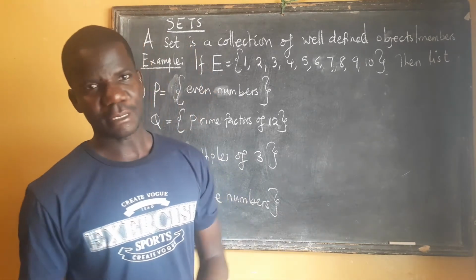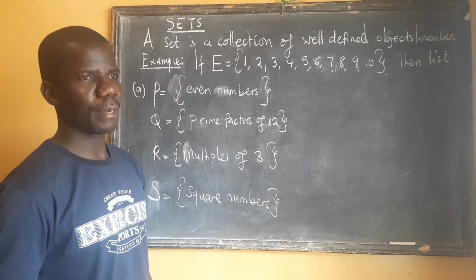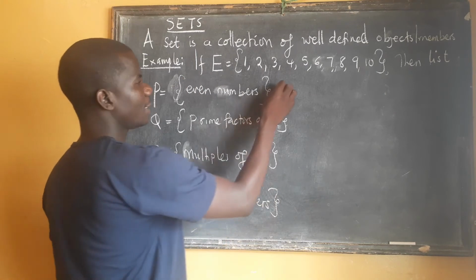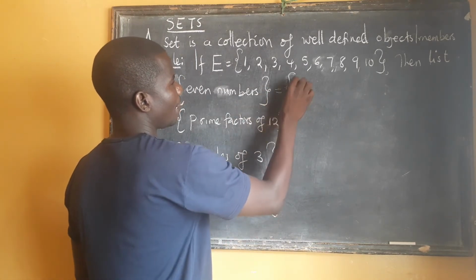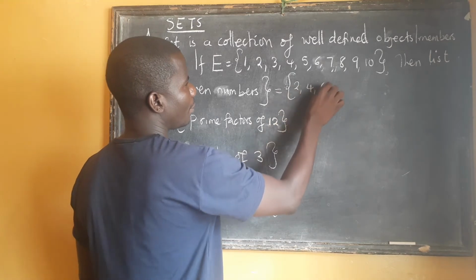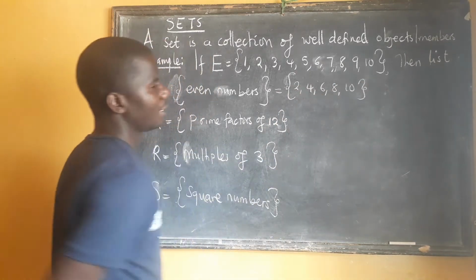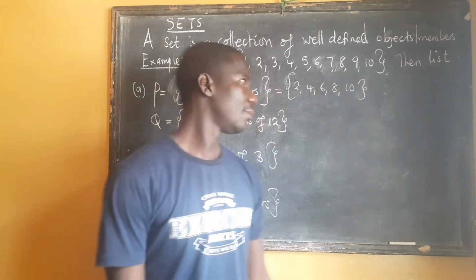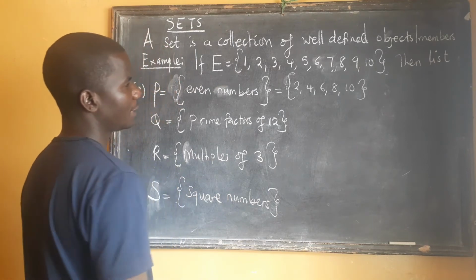So, what are even numbers? Going by that definition, I'm sure you'll be able to know that even numbers are numbers that are divisible by 2. So, we get those even numbers from this list. We have 2, 4, 6, 8, and 10. These are the even numbers, numbers that are divisible by 2. So, that is our set there.